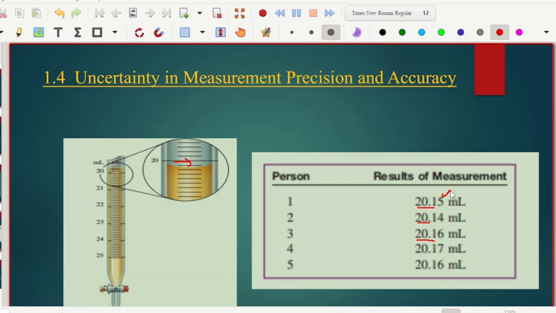That is uncertainty. So no wonder you need to add these numbers to have precision, to have accuracy, so that you have an accurate answer.